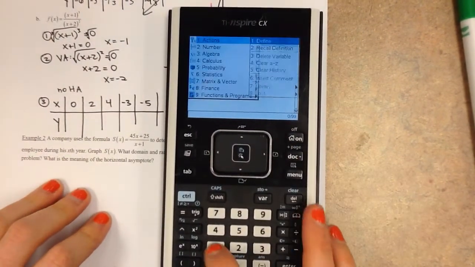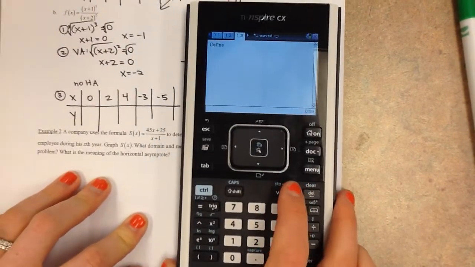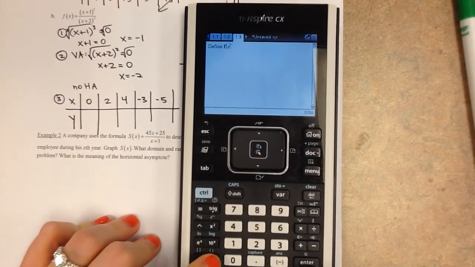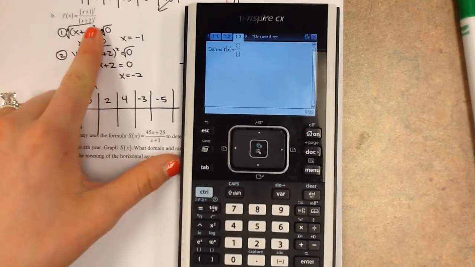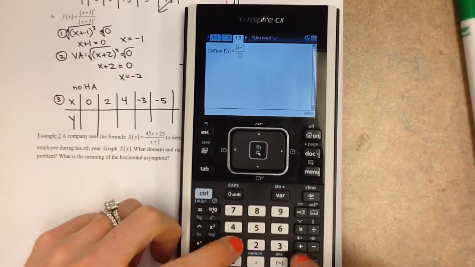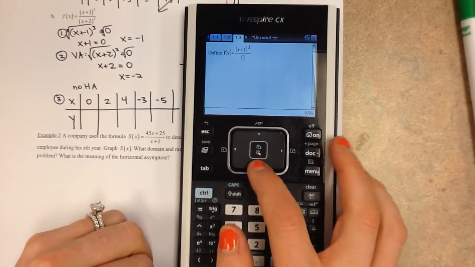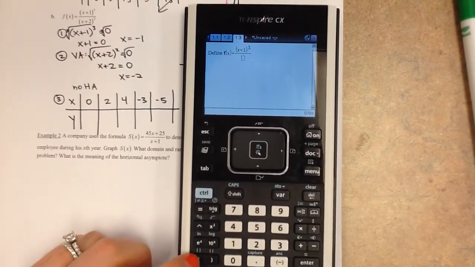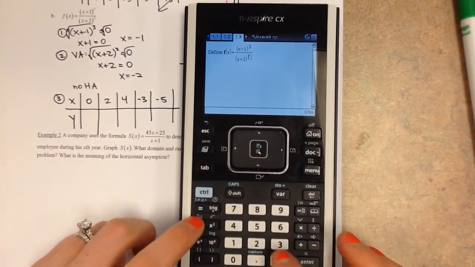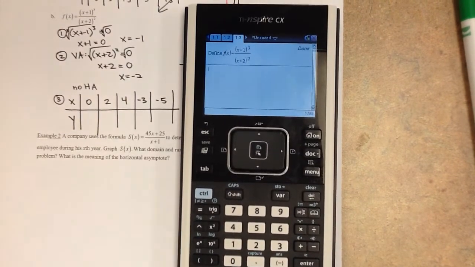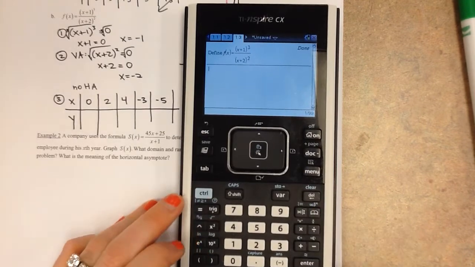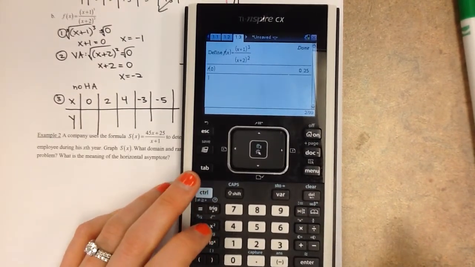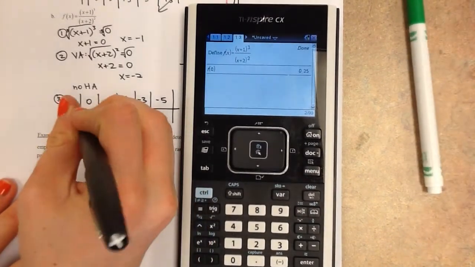So we're going to do menu and then 1 for actions again, 1 for define. Type in your function, f of x equals, make sure you type in a little fraction. Careful with this piece, make sure you put parentheses around the x plus 1 before you raise it to the 3rd power. And then again, make sure you have parentheses around the x plus 2 before you raise it to the 2nd power. So that's our function. I'm going to plug in first a 0. Whoops, got to do f of 0. And I get 0.25.